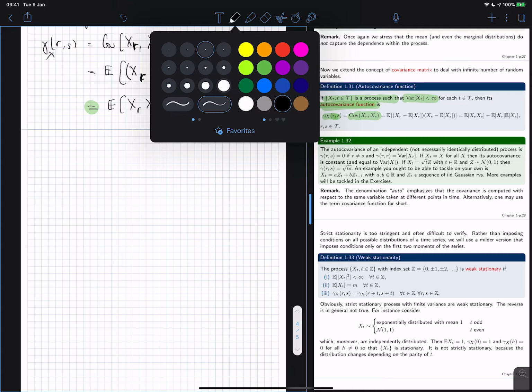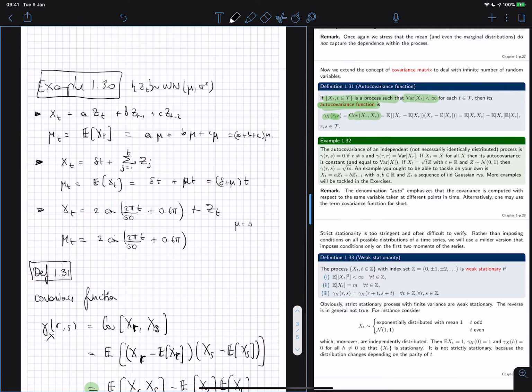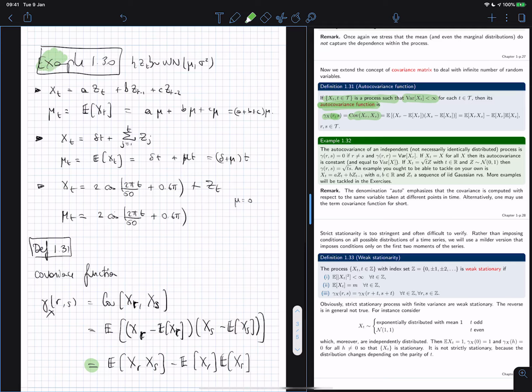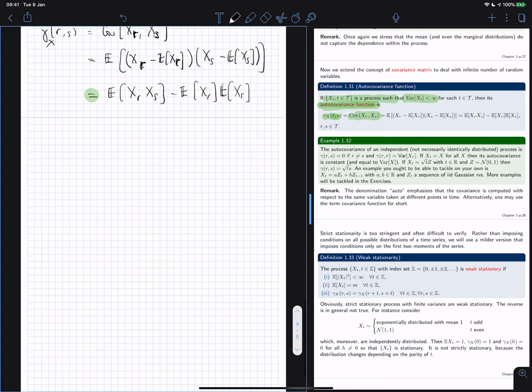Now, computations with autocovariance. I mean, there is literally no fun in this. I like computations, but there is no fun in this because it's relatively trivial. Computing with the autocovariance can actually be quite tricky. Let's have a look at example 1.32.